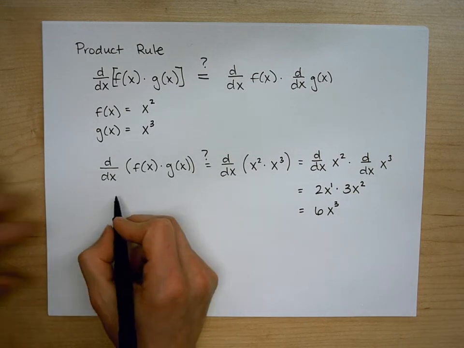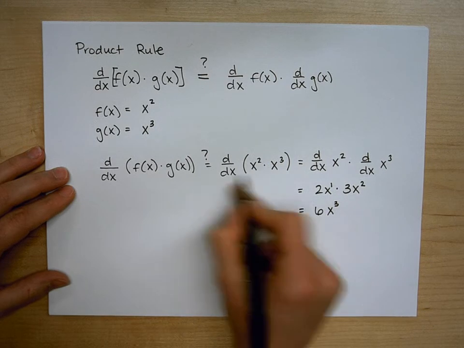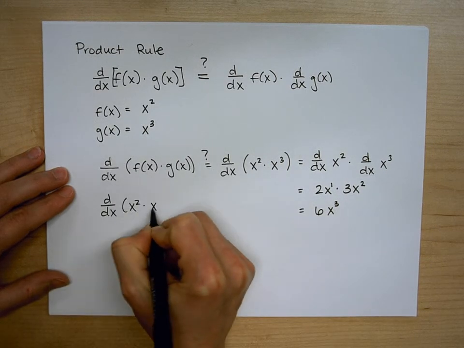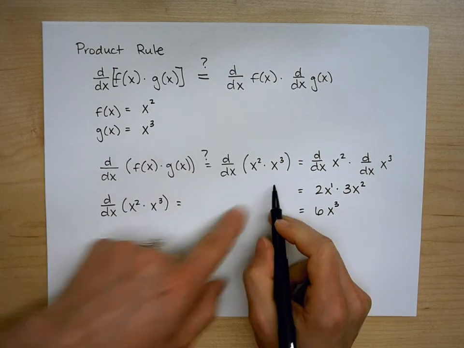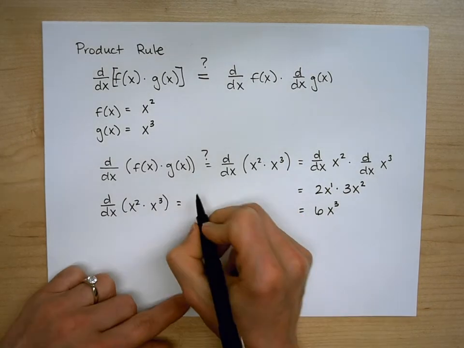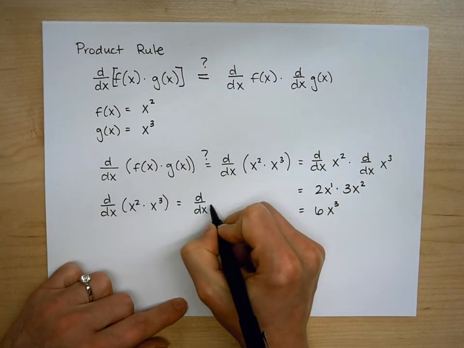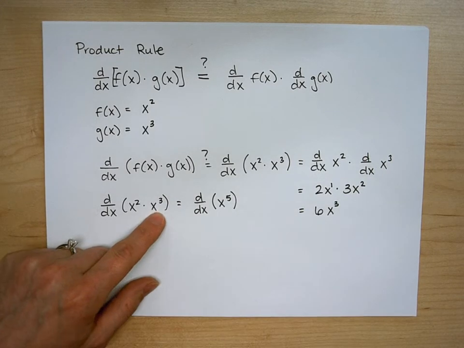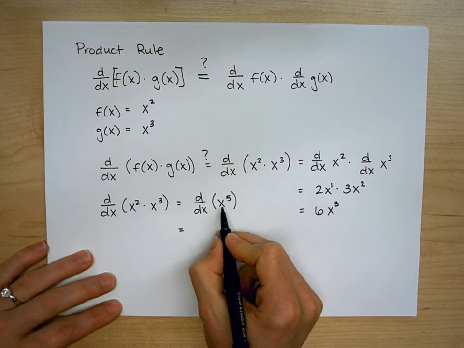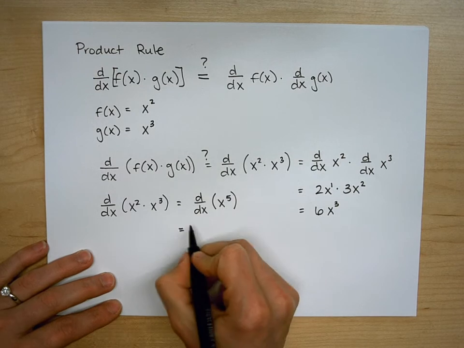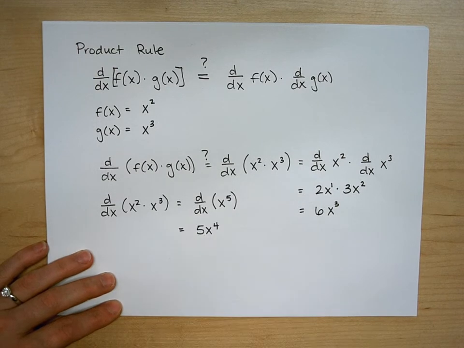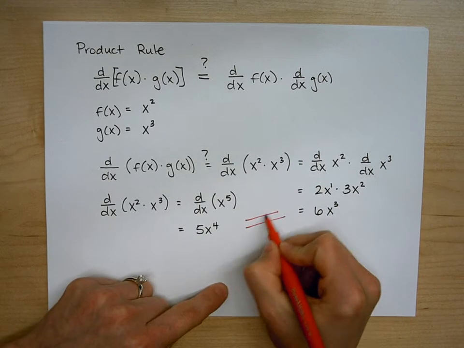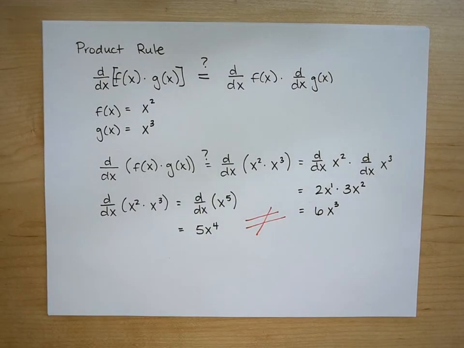So let's take a look at this part right here. That is the derivative of x squared times x cubed. Well, I could have simplified that to begin with, couldn't I? I could have just brought the x squared and the x cubed together, and that would be x to the fifth power. And now I'm taking the derivative of x to the fifth. I can use the power rule. That's 5x to the fourth power. And I'm already seeing a bit of a problem here. Those two are not equal to each other.